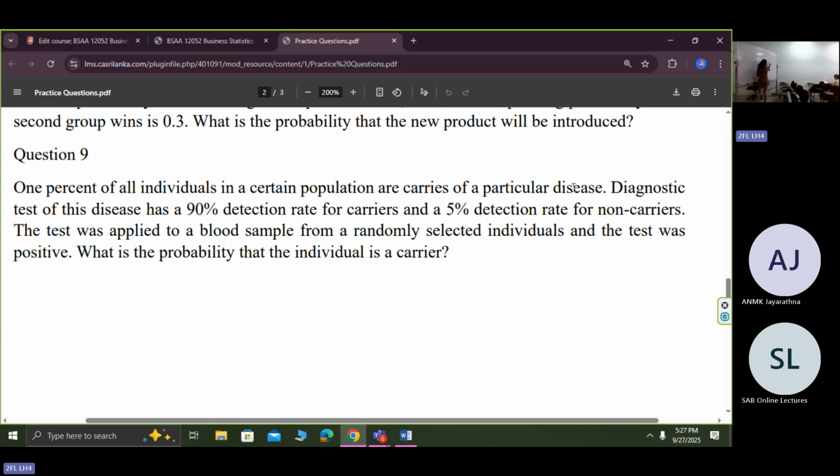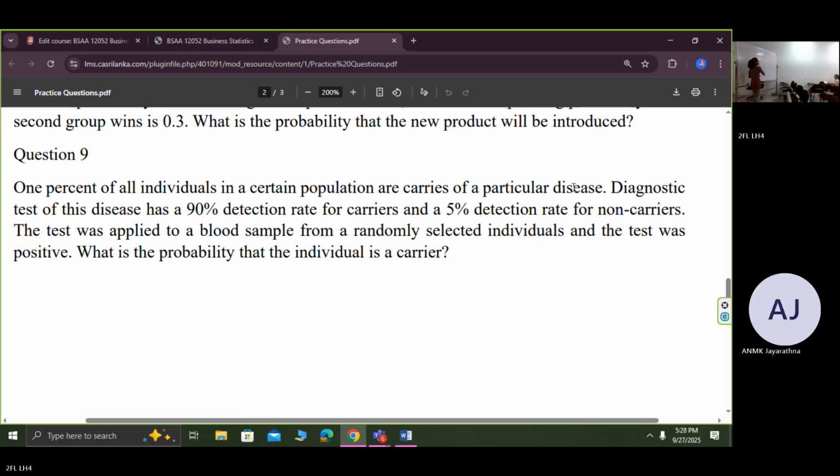Then there are two. Okay, the question asks what? What is the probability that the individual is a carrier? Then here you need to find out the reverse probability. Then which concept can you use? Bayes' theorem. First step, select the individual and check the blood sample. Then what happened? Test was positive. Okay. Then we need to find out the probability that particular individual is a carrier.